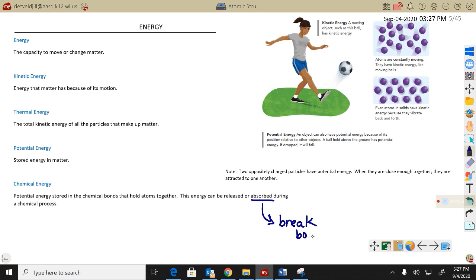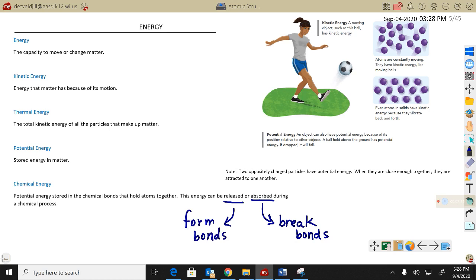Break bonds. And you can write in your workbook or wherever you are taking some notes. You can make notes wherever you want to. So I have to separate things that are attracted to each other. That takes energy. But energy is released when I form bonds. Form bonds.